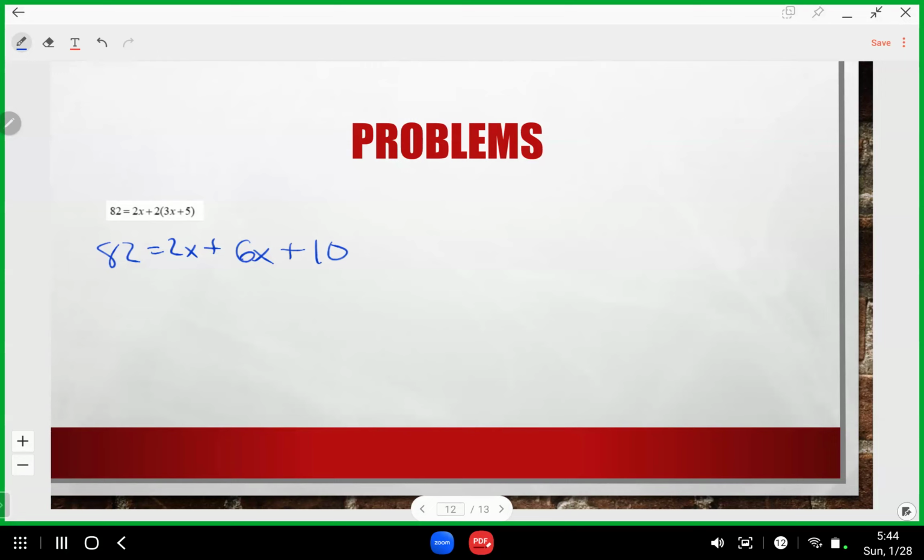So what is 82 minus 10? That is 72, right? So what do these combine to? 8x. So we have 8x is equal to 72. x is equal to what? It is equal to 9, right? Yes.